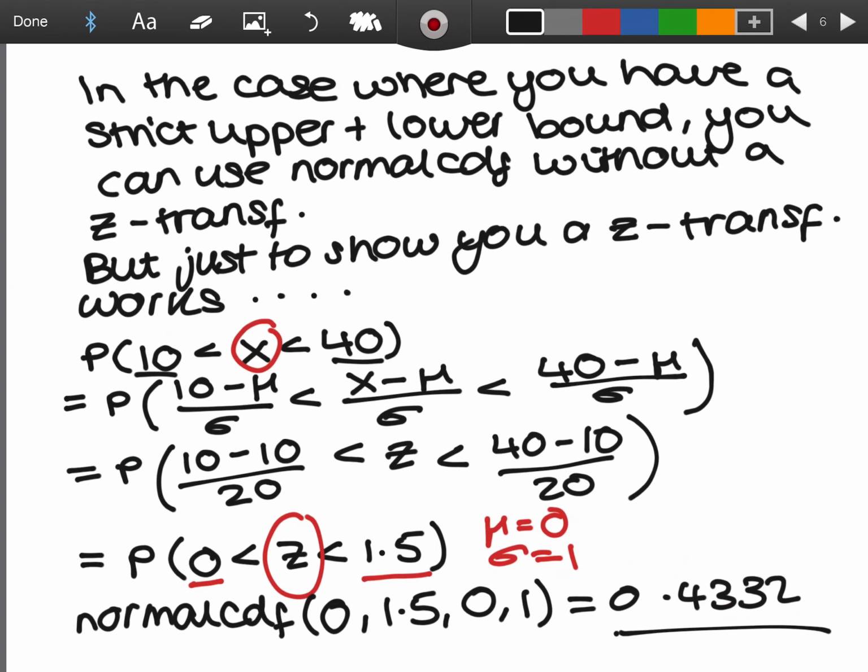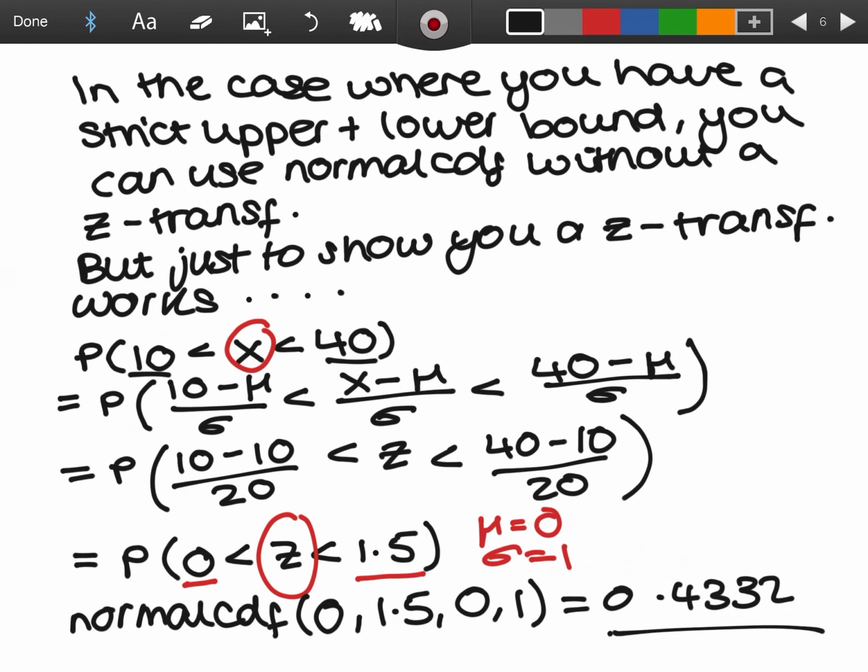Or if you want to stay consistent with the rest of the problems and just always do a z transformation just to be safe, you could go ahead and do that, and then your lower bound would be 0, your upper bound would be 1.5, and then your mean would be 0 and your standard deviation would be 1. If you look at this, you know it's the same, like you're doing the same thing, okay?